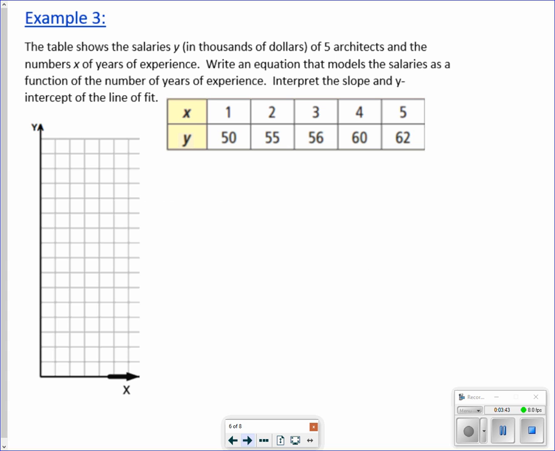I want to plot these. So the X values, we're talking about the salary of 5 architects. Write the equation that models the salaries as a function of the number of years of experience. Interpret the slope and the y-intercept of the line. Let's first graph it. So our X values we've got, and we're going to go by, let's say we go by 5s here. So 5, 10, 15, 20, 25, 30, 35, 40, 50, 60, 65, 70, 75, 80. So I went by 5s.